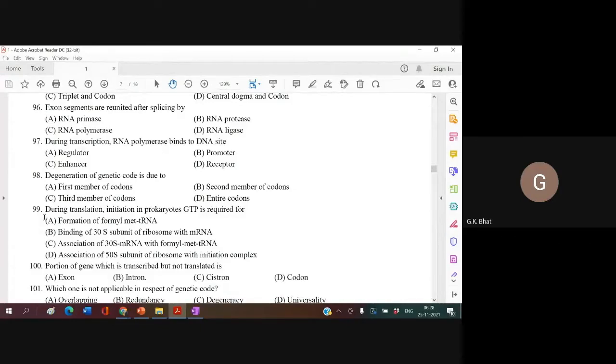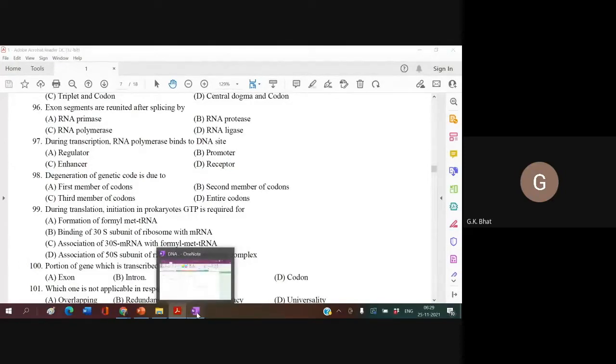97. Is it B, sir? B, promoter. 98. Namrata? Degeneration of genetic code is due to the third member of the codon.